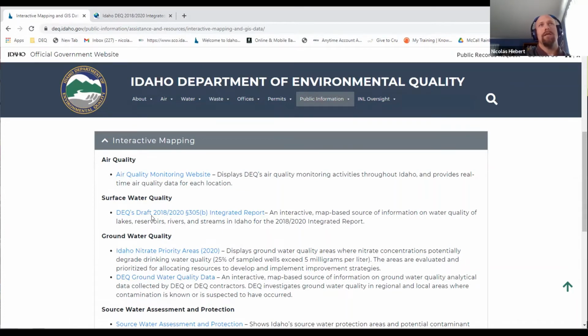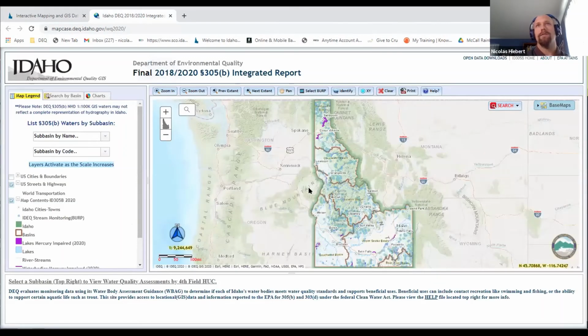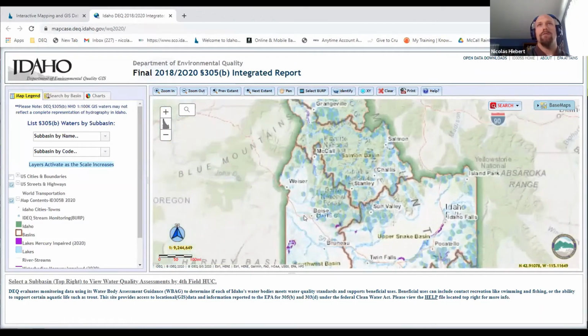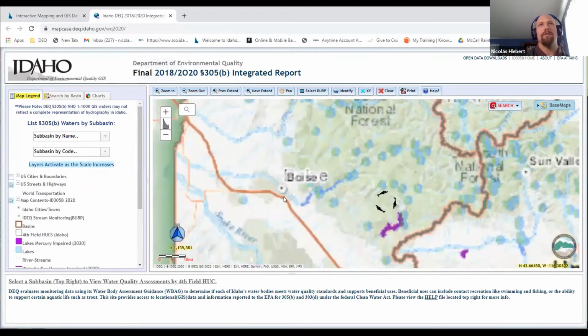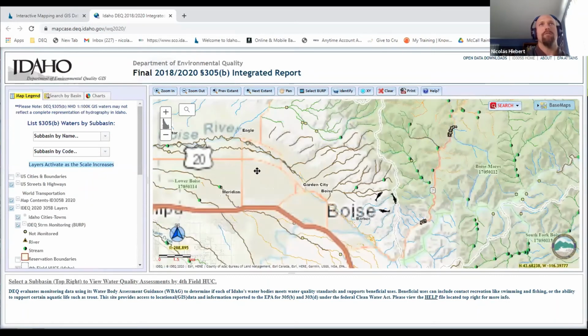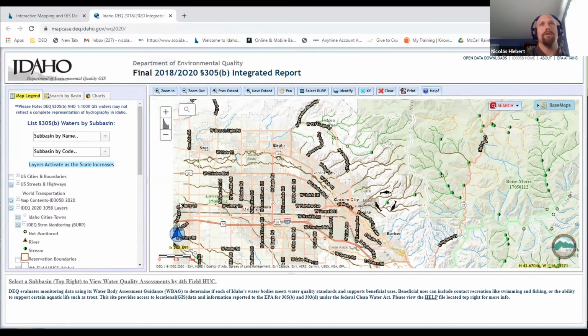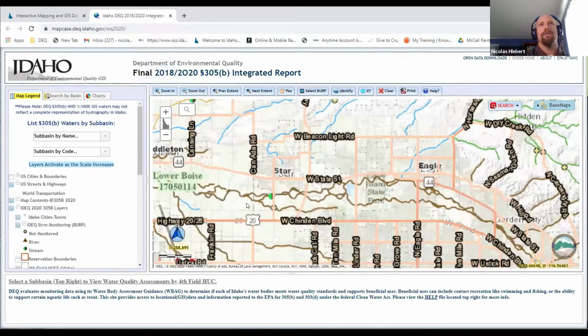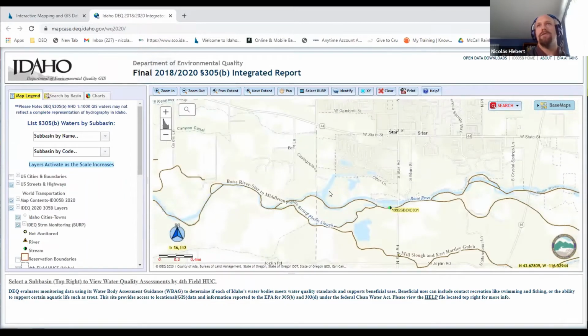If we click on the integrated report for the surface water quality, it's going to bring up a map that looks something like this. It's a map of Idaho. And we can start to zoom in, and I'll zoom into Boise, because we all like visiting Boise, and some of us live here. And you can see the stream segments of the Boise River start to pop up.